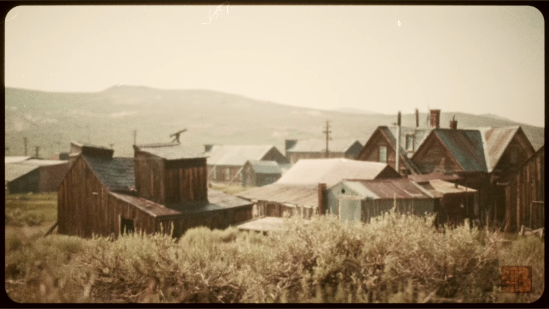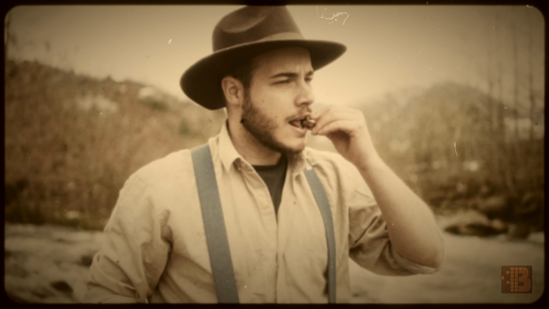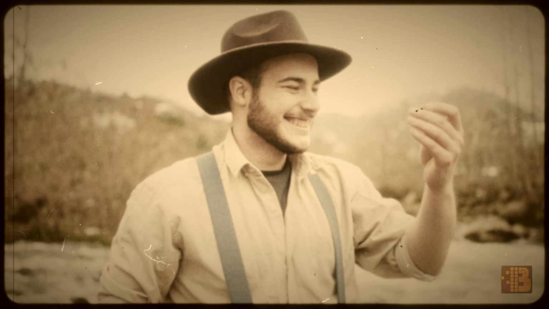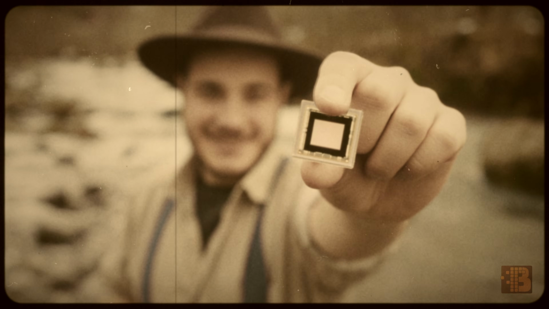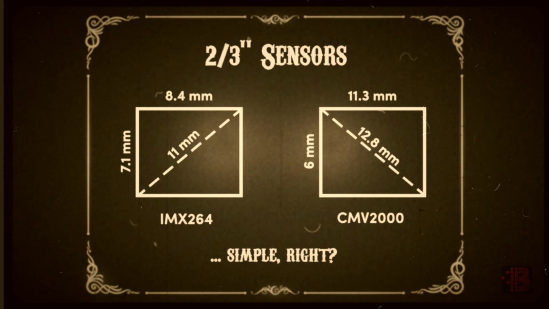Why is this the case? Analog tubes. You see, when digital sensors first arrived on the scene, it was discovered that an 11 millimeter diagonal chip was the equivalent to a 2/3 inch diameter analog tube. From this point on, the pioneers referred to digital chips by their equivalent in analog tubes. While analog tubes are no longer relevant, the naming convention stuck. While the aspect ratio of a sensor may change, the diagonal of our 2/3 inch sensor will almost always be 11 millimeters, except when it's not.